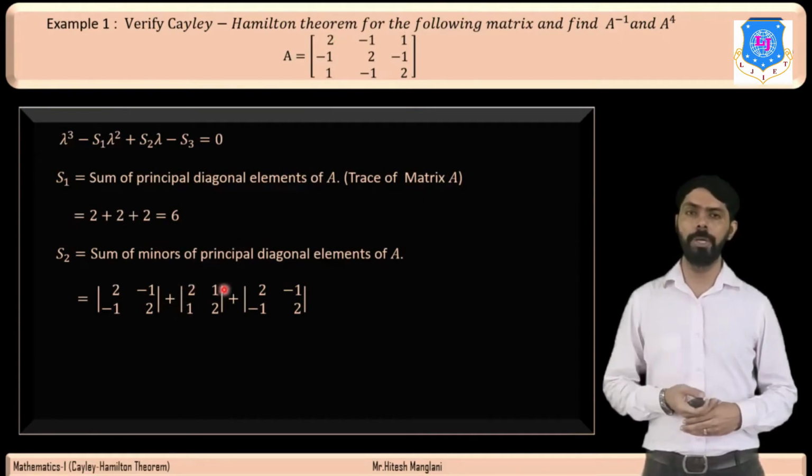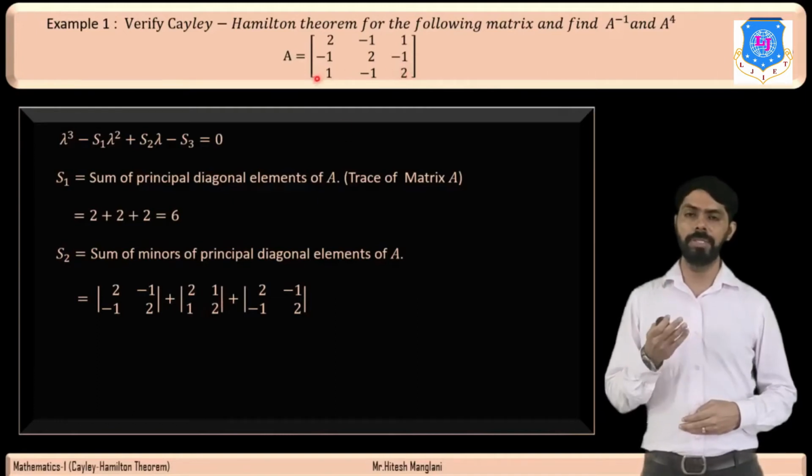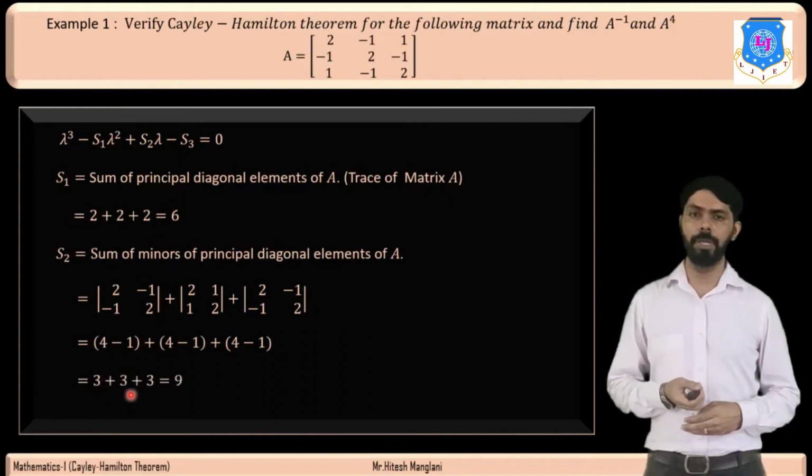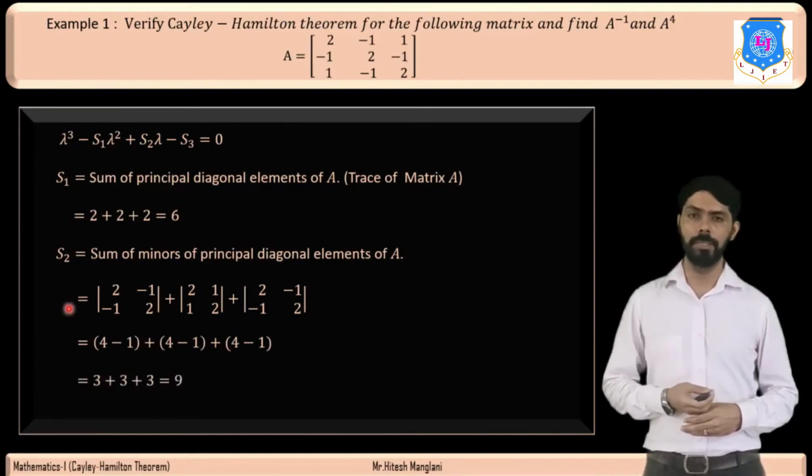So we will take the determinant of this matrix. So the determinant of [2 1; 1 2] plus, now we will take the minor of this 2, which lies in the third row and third column. So we will hide the third row and third column. So the matrix will be [2 -1; -1 2]. So we will take the determinant of this matrix. If we simplify this, then it will be 4 minus 1 plus 4 minus 1 plus 4 minus 1. So 3 plus 3 plus 3, so it will be 9. So the value of S2 is 9.